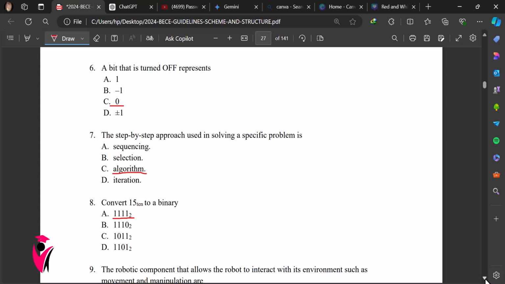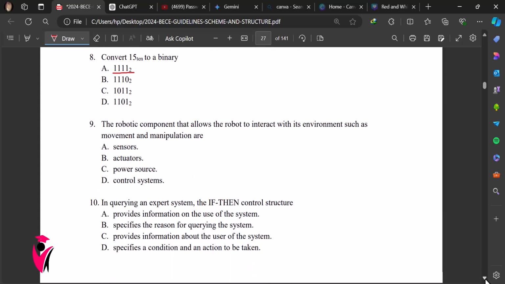Good. Now number 9. The robotic component that allows the robot to interact with its environment, such as movement and manipulation, are... The emphasis is on this: interact with its environment. The robot has to see, has to hear before it can what? Interact with its environment. And the tool it uses is a sensor. So the correct answer is what? Sensors. Okay, now the last one, number 10.